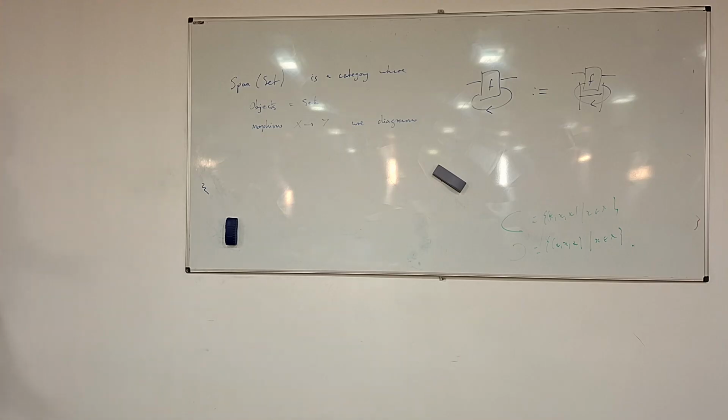Okay. If there are any questions? Yeah. You say they are compact closed when they are in Set or in general? In general. Okay. Yeah. So technically, if C has all finite limits, then Span C is compact closed. Okay.